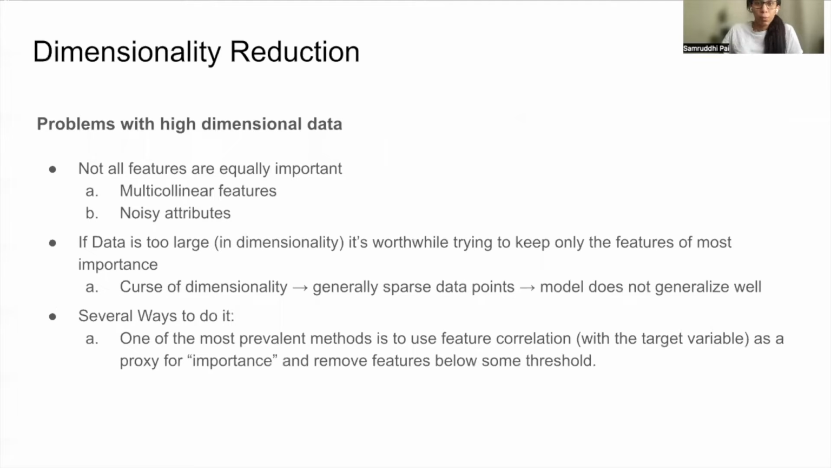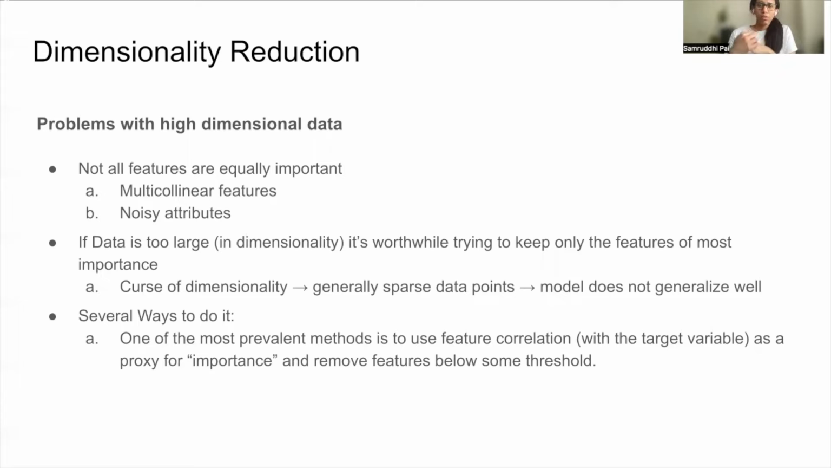Let's see what problems can be caused if you have a lot of features. High dimension means having a lot of features, and you might see that not all the features are really important for the model to train. Some features can have multicollinearities, and in such cases, you can just keep one of those. If you have noisy attributes, that is noisy features, you can remove those rather than confusing the model with noise.